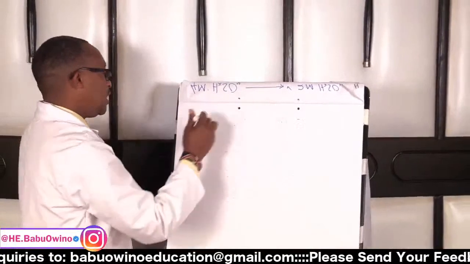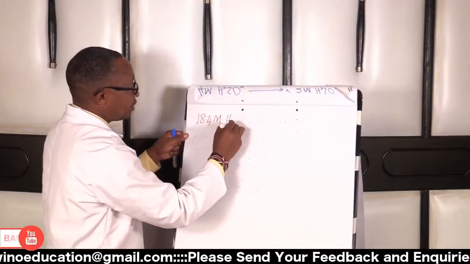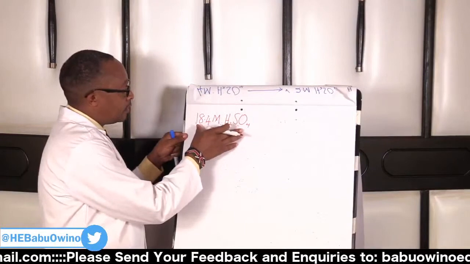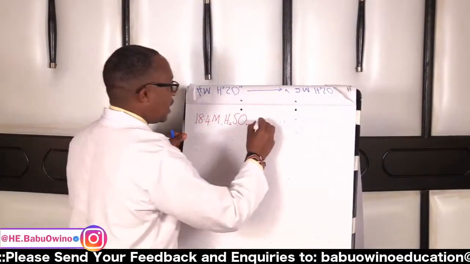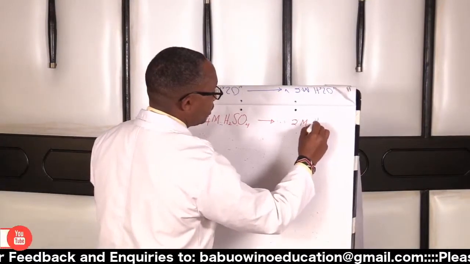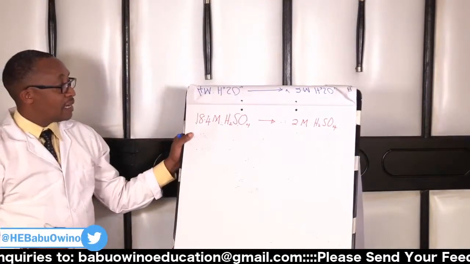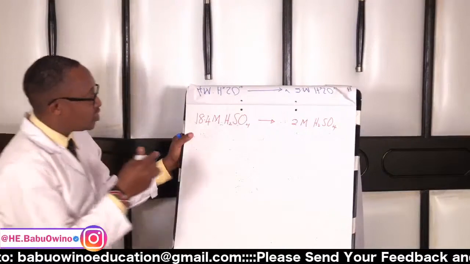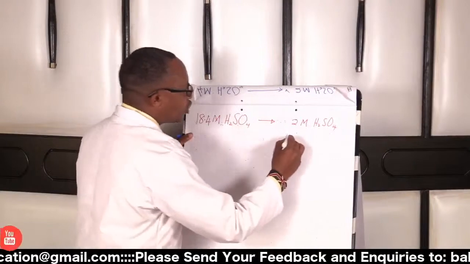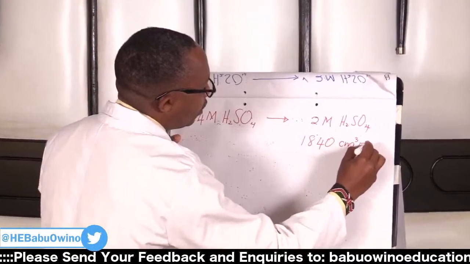Last but not least, you have 18.4 molar sulfuric acid, what we noted. This acid is as bought from the shops. And here you have your students who have to use 2 molar sulfuric acid. And you want to use 2 liters, which for purposes of this lesson, assume you want to have 1840 centimeters cubed of solution.